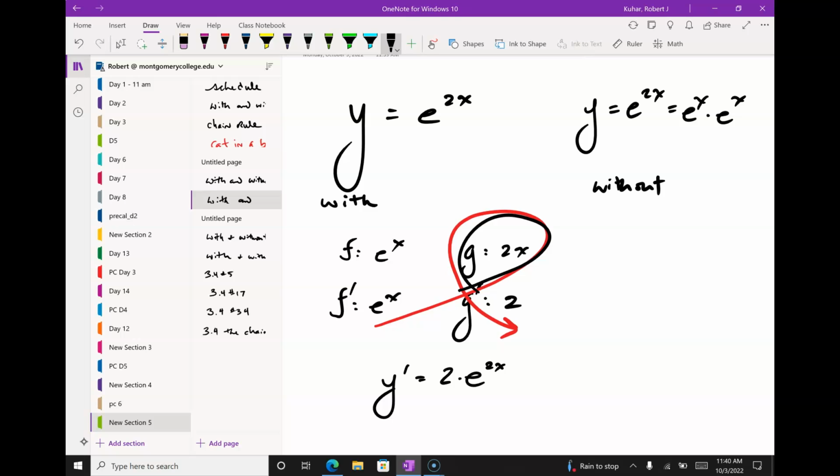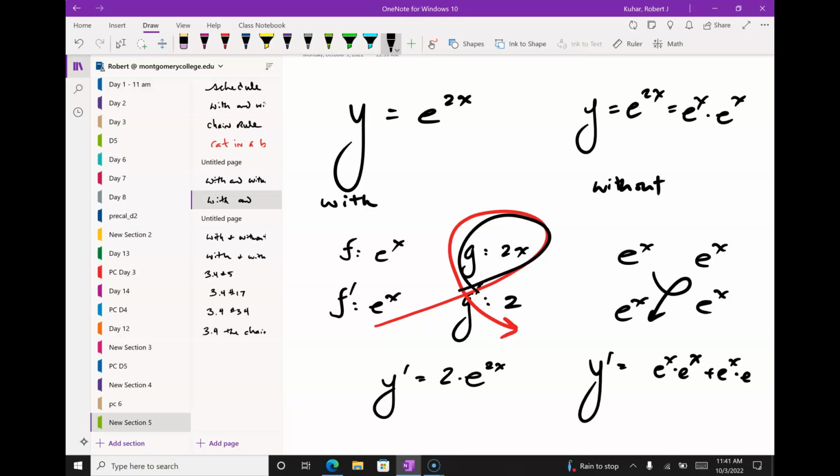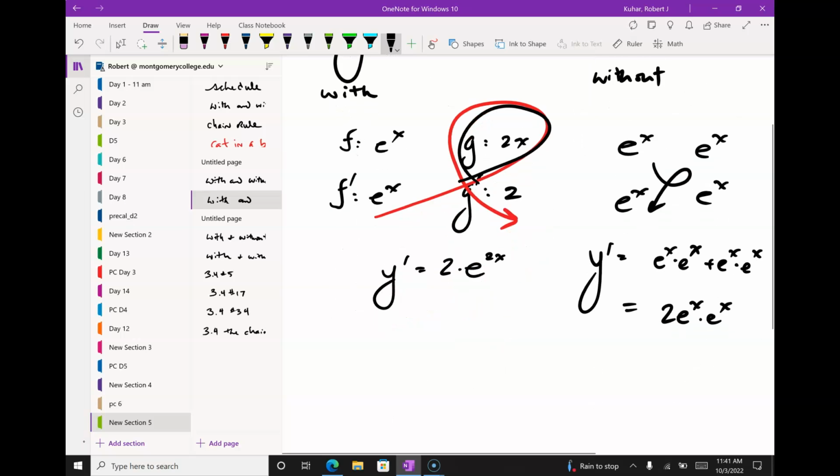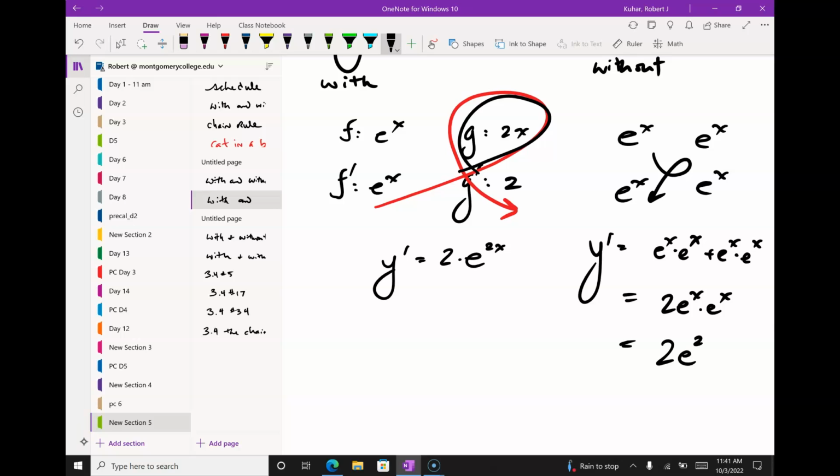But now I have a product rule, right? I have a product rule. And so when I do my product rule here, all functions are e to the x, all derivatives are e to the x. What do I get for y prime? I get e to the x times e to the x plus another e to the x times e to the x, right? So that's 2 of those. And then, of course, when I'm multiplying like bases, I add the exponents. Same answer.